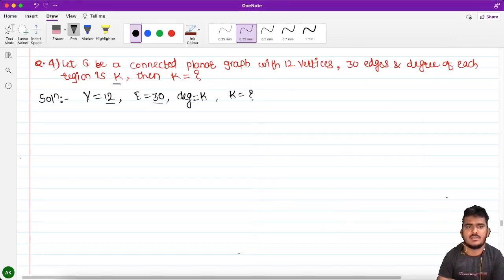Hi students. So in this lecture, we are going to solve some more examples based on the properties of a planar graph. हमने कुछ examples देखे हैं. We will continue to the next example now.